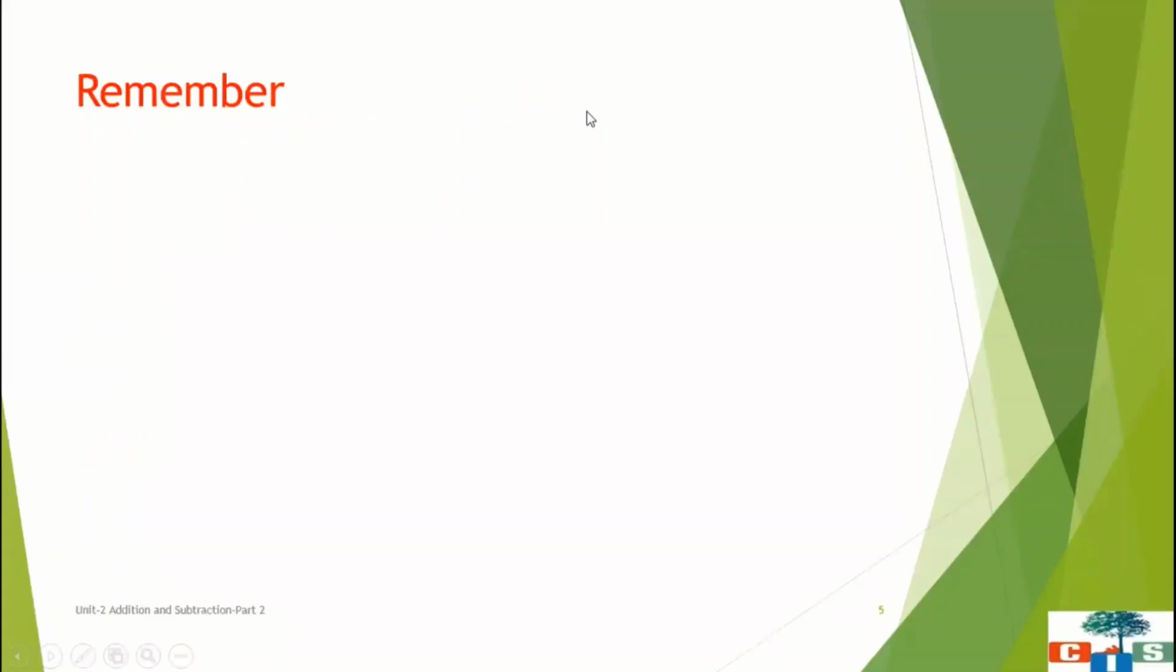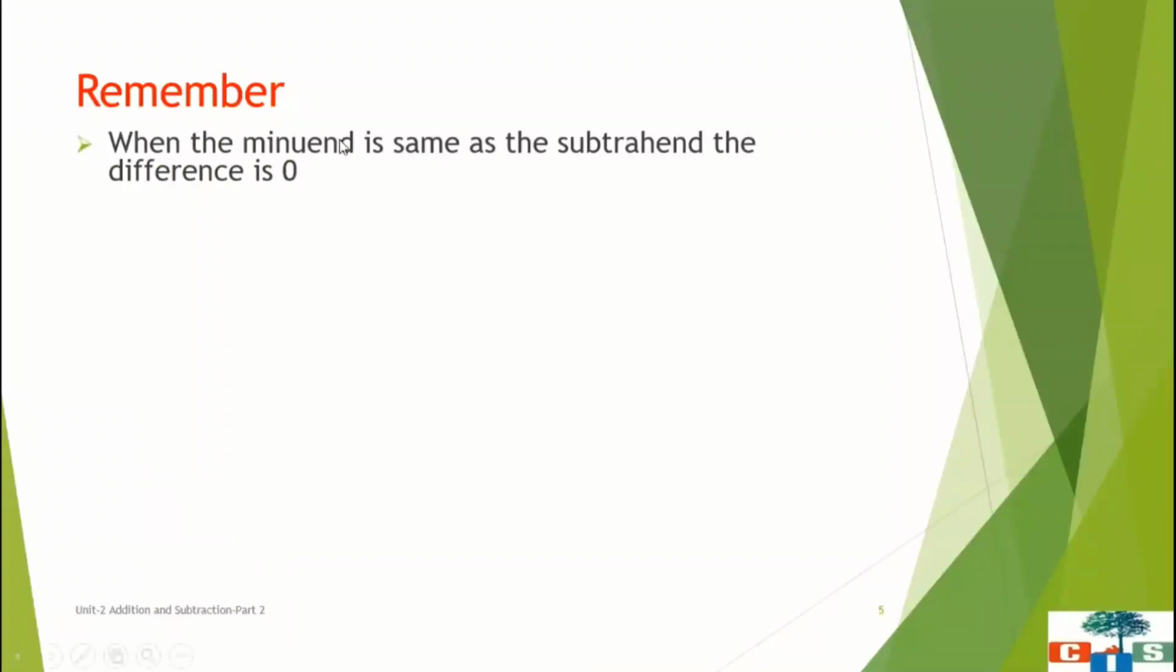Okay. Now we will remember a few properties of subtraction one by one. When the minuend is the same as the subtrahend, the difference is always 0. For example, if the minuend and subtrahend are the same, what will the difference be? The difference will be 0. It means when we subtract a number from itself, the difference is always 0. This property is known as subtraction from itself.